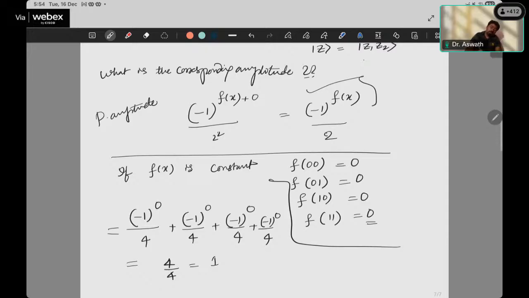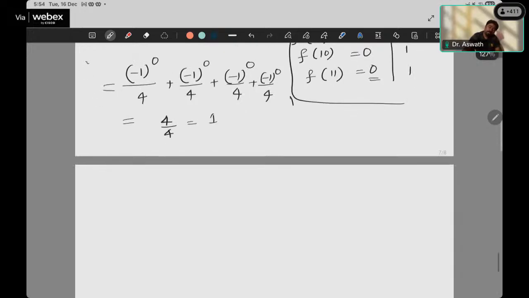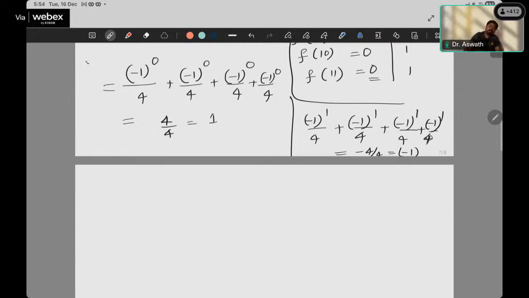The amplitude or probability. Now, if the values are all 1, all ones, your functional values are all one. In that case, what do I get? I'll get minus 1 to the power of 1 divided by 4, minus 1 to the power of 1 divided by 4, and so on. So the value here is just minus 4 by 4, which is minus 1. The probability amplitude is minus 1. The probability is obviously going to be 1.